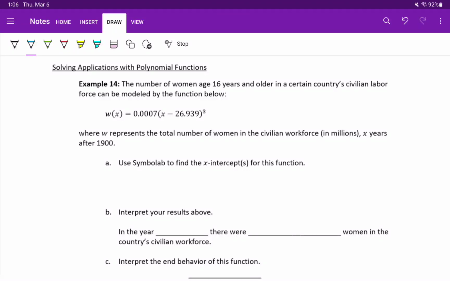In the next two examples, we want to take a look at some application problems where we're using polynomial functions to tackle real-world problems. In example 14, the number of women aged 16 years and older in a certain country's civilian labor force can be modeled by the given function, where W represents the total number of women in the civilian workforce and x years after 1900. We want to find the x-intercepts for this function.